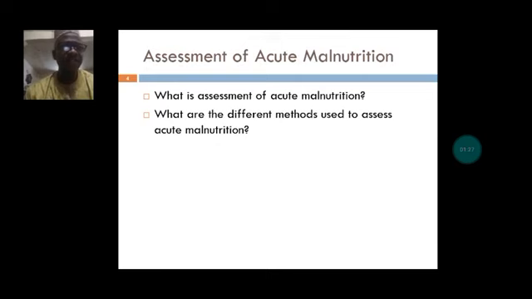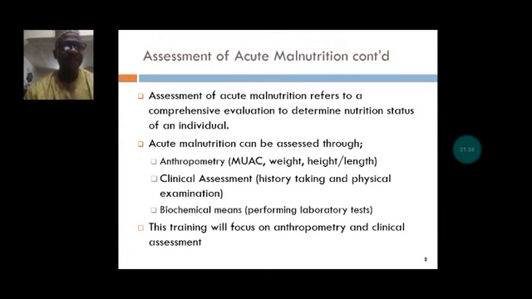Assessment of acute malnutrition. What is assessment of acute malnutrition, and what are the different methods used to assess acute malnutrition? Assessment of acute malnutrition refers to a comprehensive evaluation to determine nutritional status of an individual. Of course, it is very important to know the nutritional status of an individual. By so doing, you will be able to classify if that individual is acutely malnourished or not malnourished.